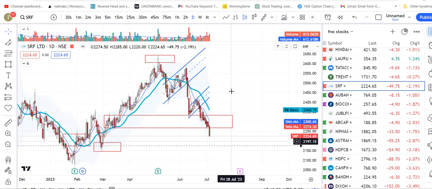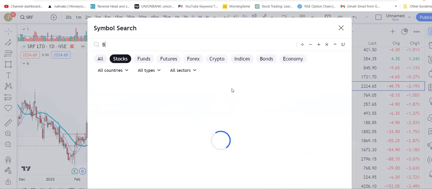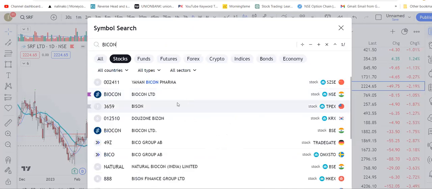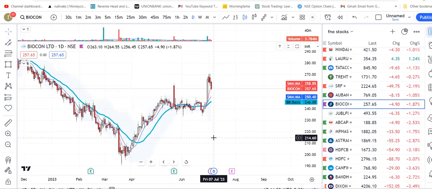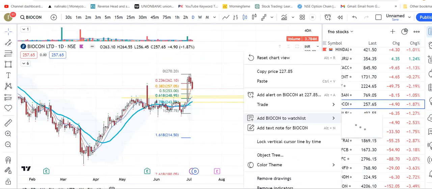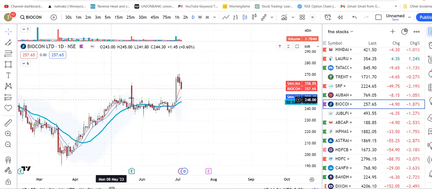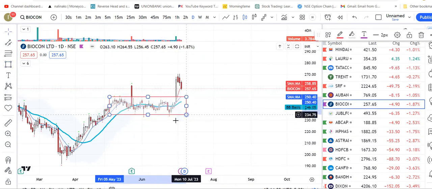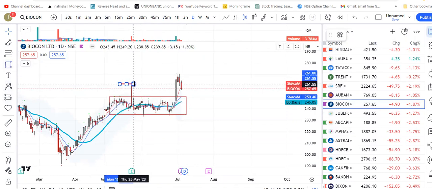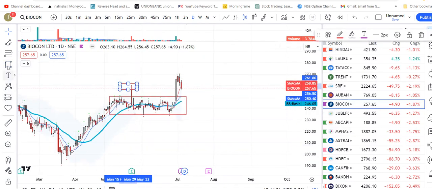And let me go to another stock, Biocon. Biocon is in a bullish way. See, bullish way. Let me remove the drawings. See, this is a bullish range. Okay, this is a bullish range. Prior to this, the trend is up. So your judgment is correct. And key support and resistance areas are here. Okay.